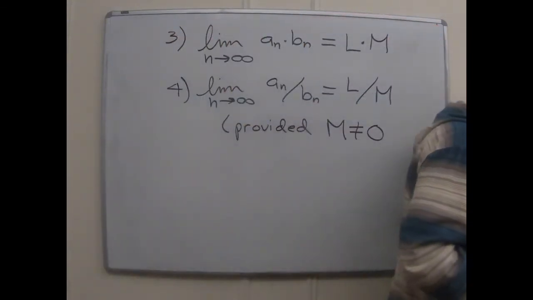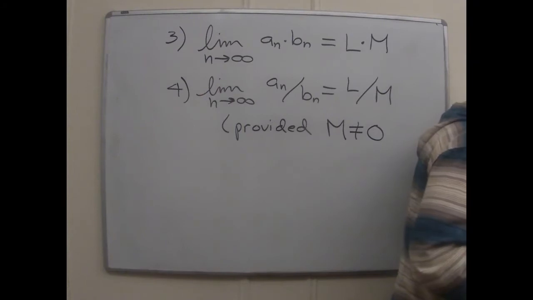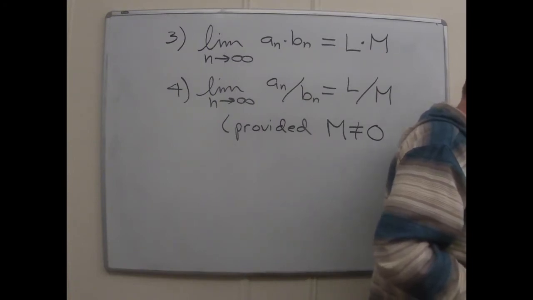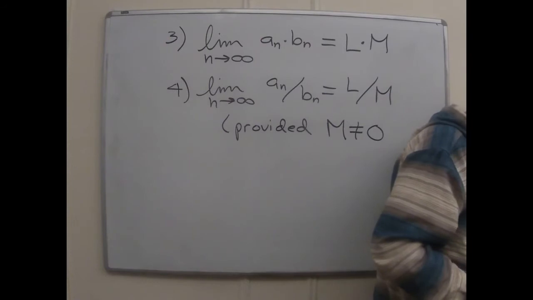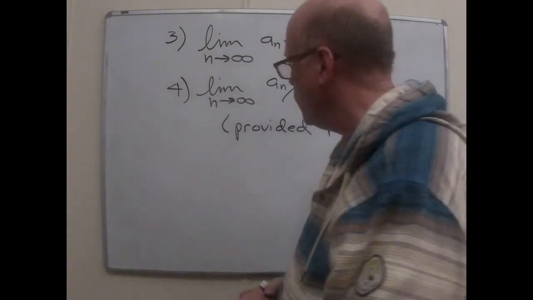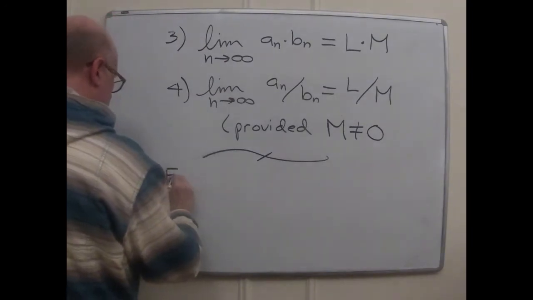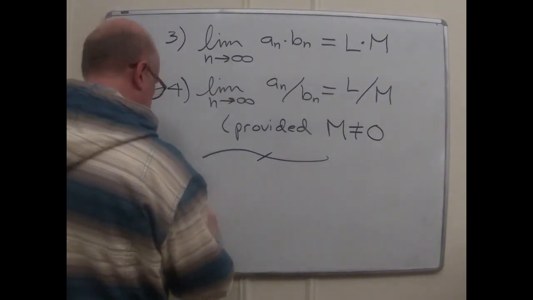So I'm going to just look at one of the things in example 1. This is on page 650 in your book. 3n cubed over n cubed plus 1. Just an example of using these rules.